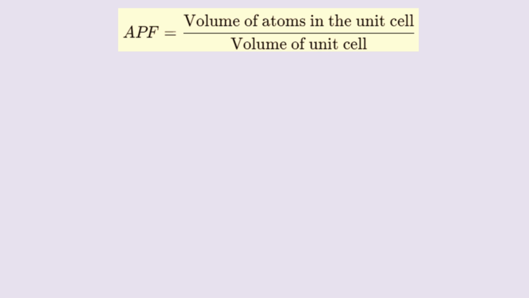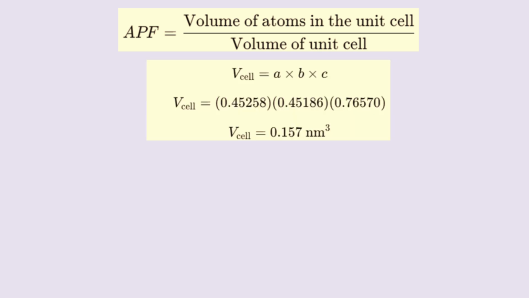Starting with the volume of the unit cell, we get that the volume of the unit cell is 0.157. Secondly, we now have to calculate the volume of the atoms in the structure, but we realize that we do not know the number of atoms that are in the structure, and thus we have to first of all determine the effective number of atoms.